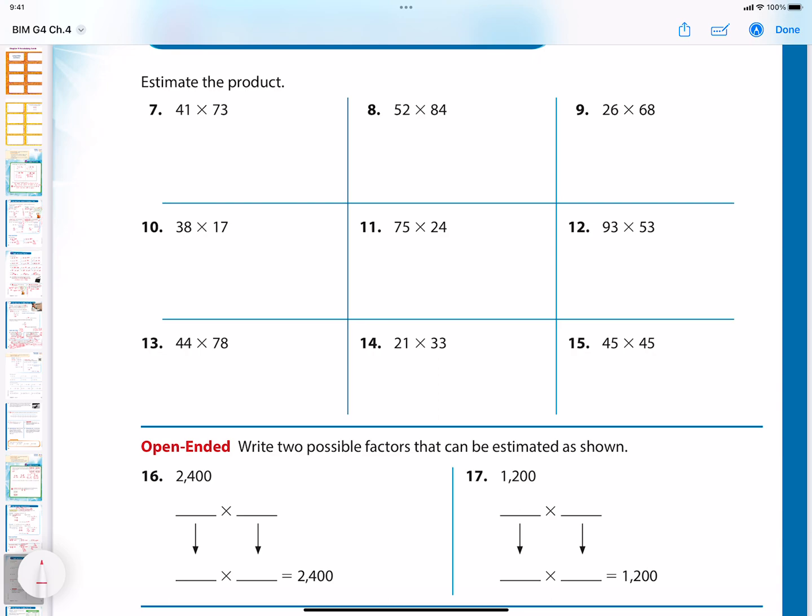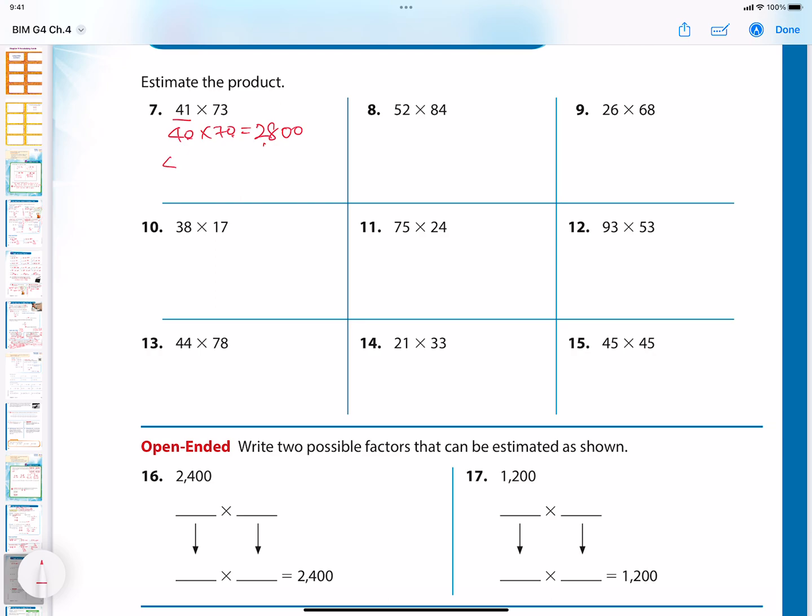All right, welcome back. How was it? It was easy? All right. So now this, I'm going to use 41. What should I do? Should I use comparable numbers or rounding numbers? I'm going to use rounding numbers. So 40 times 70. All right. So 7 times 4 is what? 28, right? And how many zeros? 2 zeros. So 2,800.